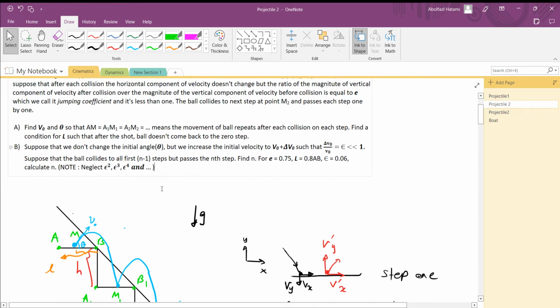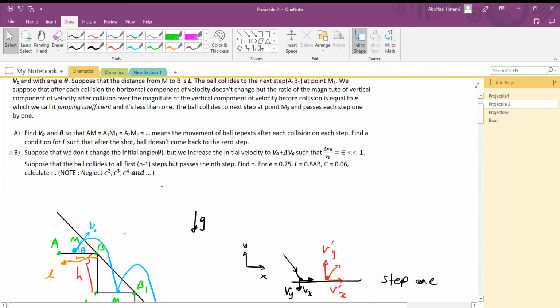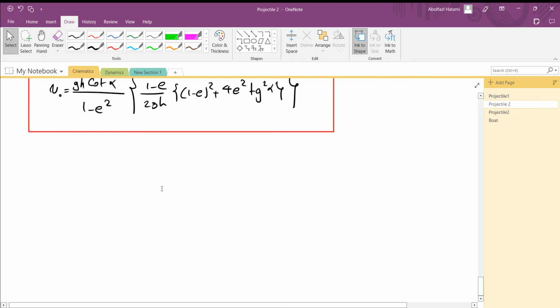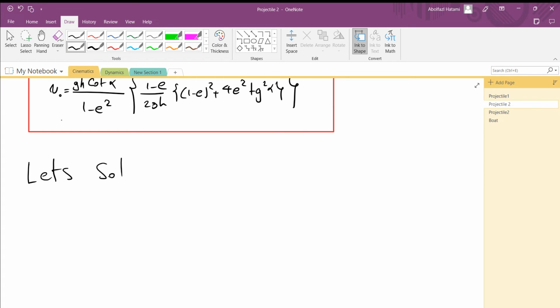Find n for e, and it says that for some parameters you should calculate the n, and it has a note that we should neglect epsilon to power 2 and power 3 and power 4. It means that all the powers that are greater than 1, we should neglect them in our calculations. So from here, let's solve part B.